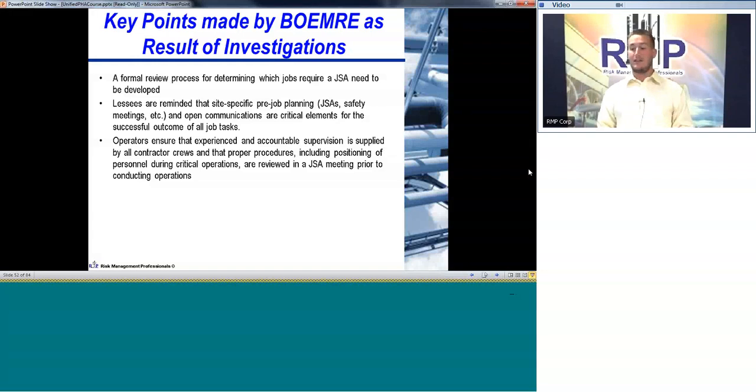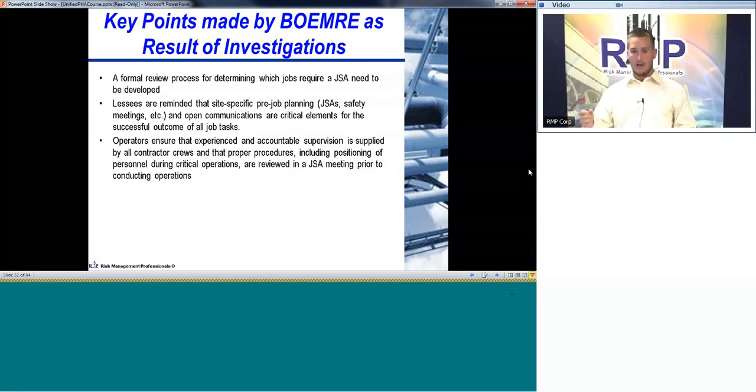Communication is key. Now that it's required, it shouldn't just be a checklist that you fly through, and, oh man, I got to get this done because it's regulation. The process is important. Communication is what it promotes, and this is an overall good thing for the safety of everyone that's working on the platform.